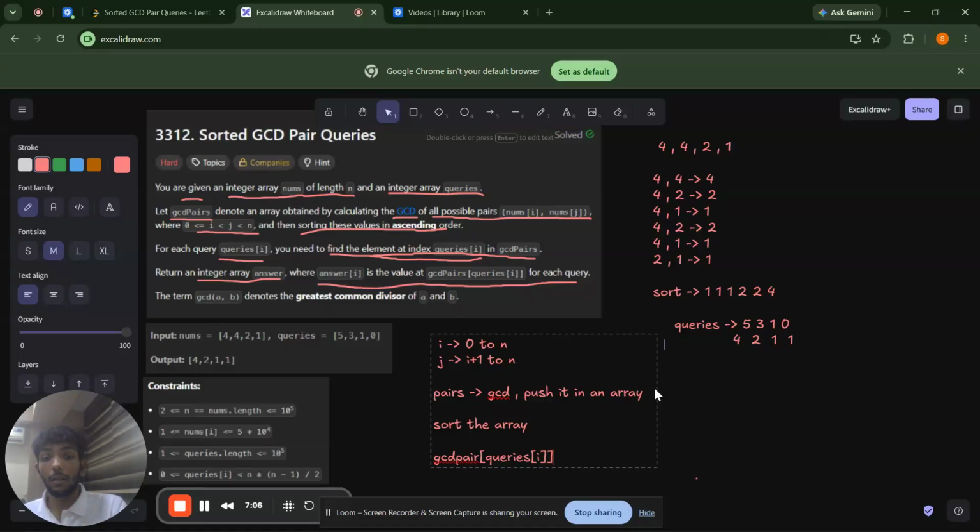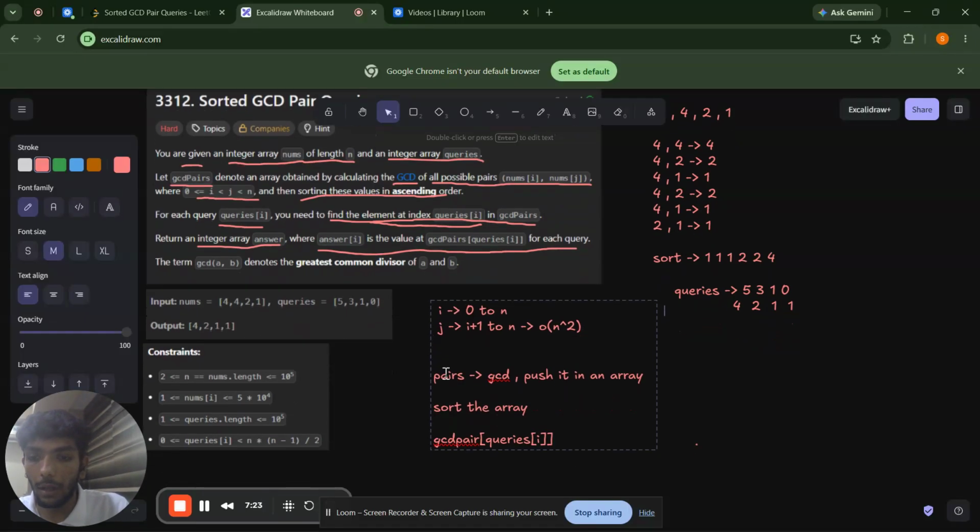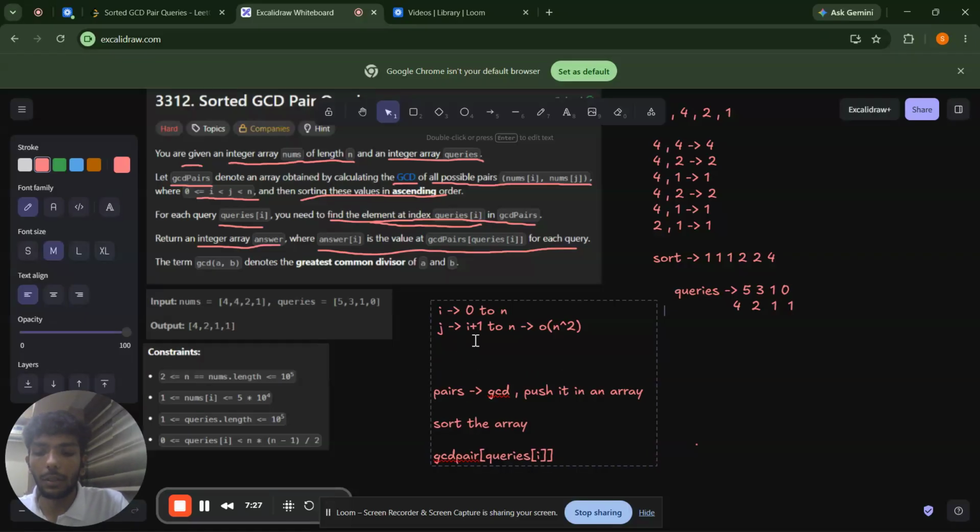The idea is simple, but the thing restricting us is that we have a nested loop which will be O of n square, and here the possible value of n could be 10 power 5. So taking 10 power 5, it will be 10 power 5 square, which is 10 power 5 into 10 power 5, which is 10 power 10.